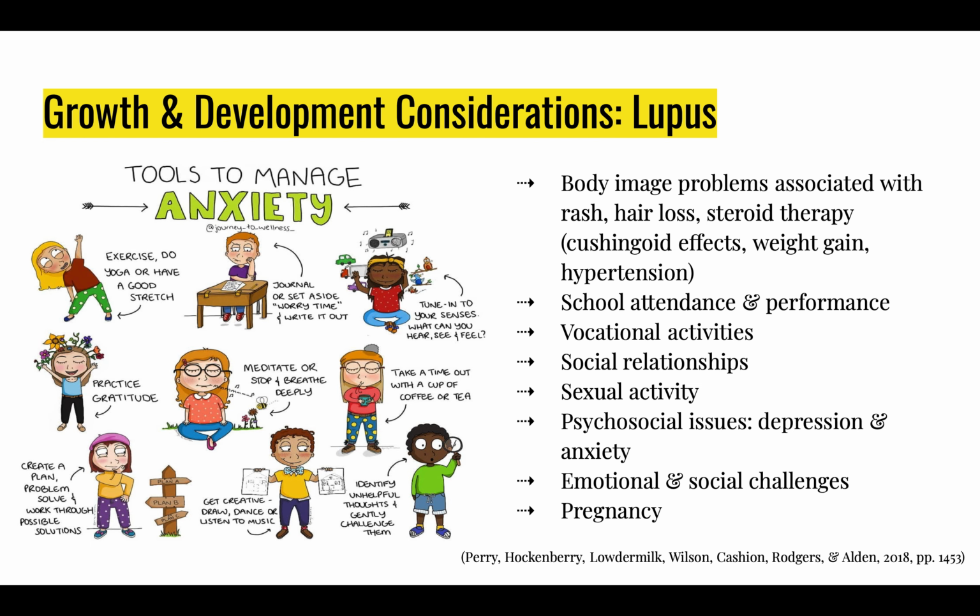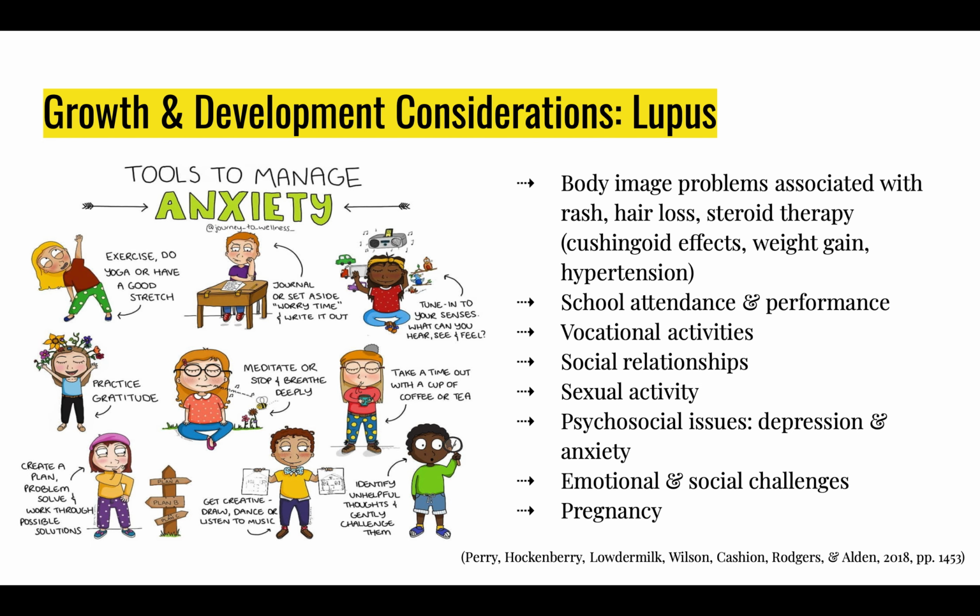Some things to consider about the growth and development of children with lupus would be body image problems associated with rash, hair loss, and steroid therapy. With steroid therapy, we're going to see Cushingoid effects, weight gain, and hypertension. School attendance and performance is often affected, and the performance of children in school often declines.